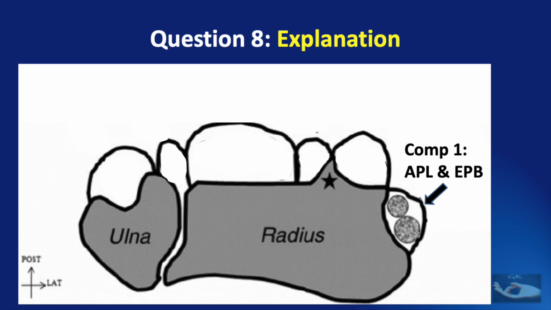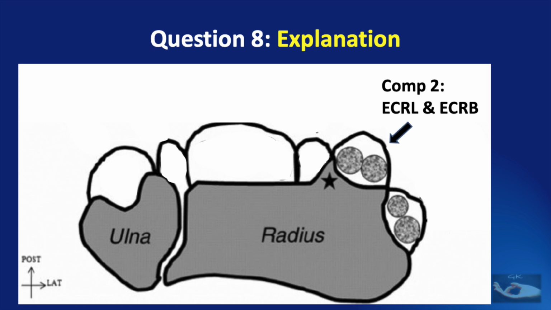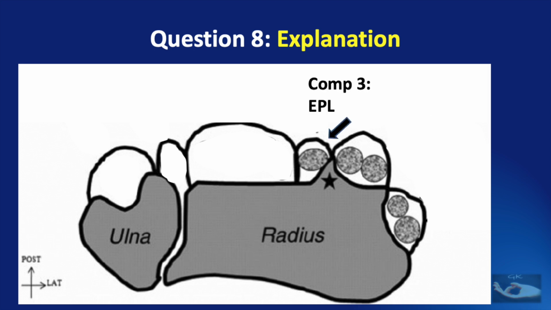The first dorsal compartment comprises the abductor pollicis longus and the extensor pollicis brevis. The second dorsal compartment comprises the extensor carpi radialis longus and the extensor carpi radialis brevis. The third dorsal compartment contains a single tendon, the extensor pollicis longus.